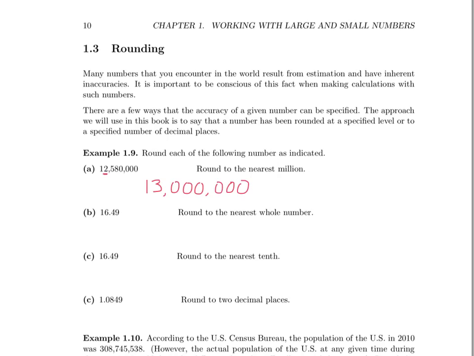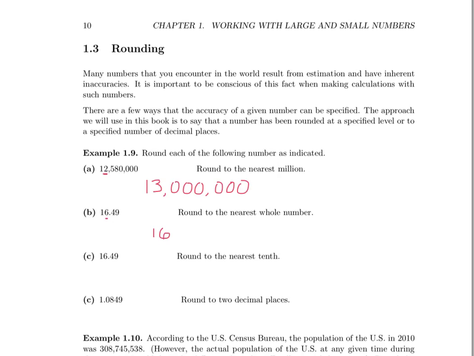Let's look at Part B. Round to the nearest whole number. Again, we identify where the whole number position is. In this case, it's where the 6 is located. So we look just to the right of the 6. The next digit over has a value of 4. 4 is less than 5, so we leave the 6 alone, and the rounded value is 16.